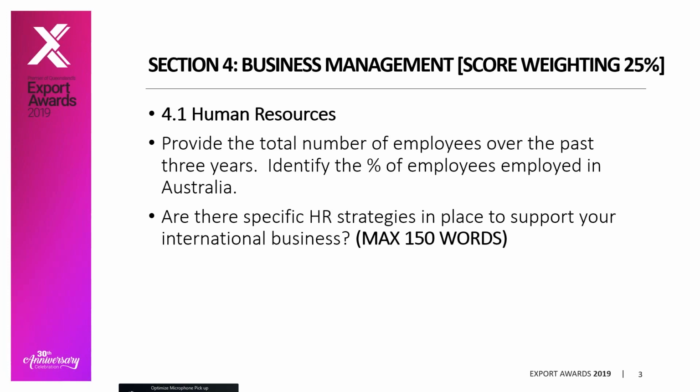4, we've got human resources. 4.1, provide the total number of employees, where there are other specific HR strategies in place. With this one, your HR strategies, you've got 150 words. So think about here with your strategy, just to break this down a bit, think about your international sales force and structure, okay, your global management structure, international trade training. Do you employ people with different language skills? Maybe you don't have an international sales force structure, but maybe you've got people in the office that do have bilingual or have that skill, and they're your trade export manager.